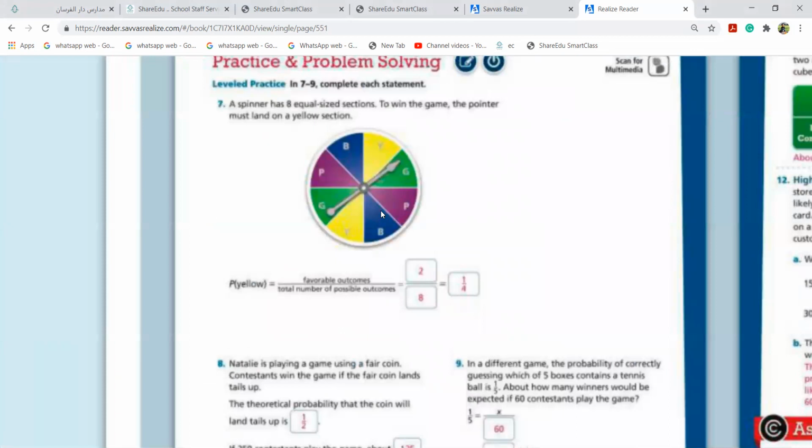A spinner has 8 equal size sections. It's not clear, maybe because of the internet, so I'll read it. A spinner has 8 equal size sections. To win the game, the pointer must land on the yellow section. How many total are there, girls? 8. How many outcomes can come for yellow? How many yellow are there? 2. So 2 out of 8, because there are 2 chances that you get yellow. That is 1 over 4.